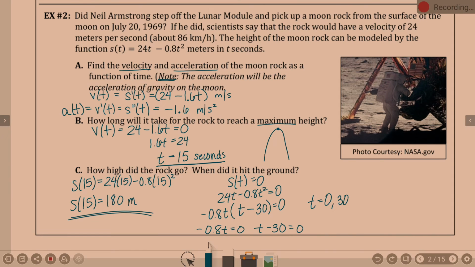30 and 0, yes? Does it make sense that I have two answers? Yes, because the height of the rock is 0 when it starts and when it ends. What did this question ask? When did it hit the ground? Well, we're assuming they want 30 seconds.